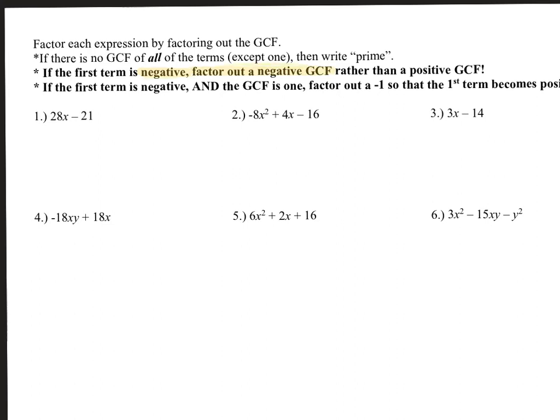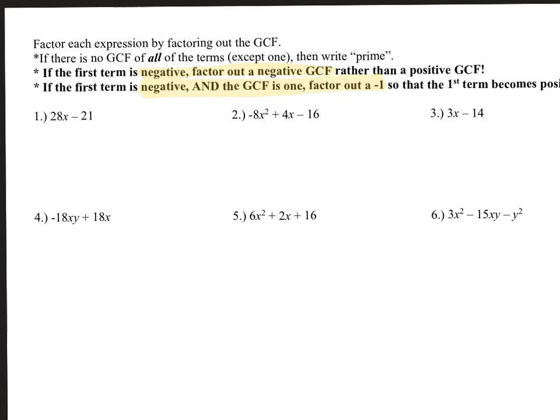If the first term is negative and the GCF is 1, you factor out a negative 1 so that the first term becomes positive. So it has everything to do with what the first term in the polynomial is. If the first term is negative, you're always going to pull out a negative. But if it's negative and the GCF is 1, you're going to pull out a negative 1. So the only time you're going to pull out a negative GCF is if that first term is negative. Okay? So let's try a couple.